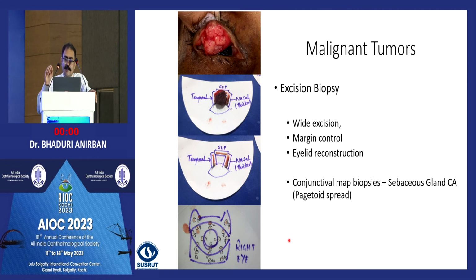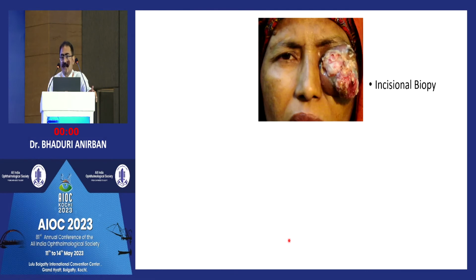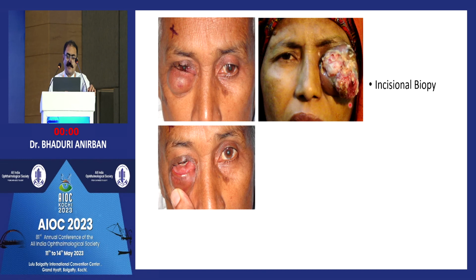Each biopsy is put on a filter paper, marked, and you would maintain that map with you in your records and then wait for the reports to come. If there is pagetoid extension, then you would either have to do cryotherapy to those areas or add mitomycin C drops. There are certain situations where you cannot do an excisional biopsy. Like this tumor, we do not know what it is. So to be able to make a diagnosis, you would do an incisional biopsy. This turned out to be a Merkel cell carcinoma.